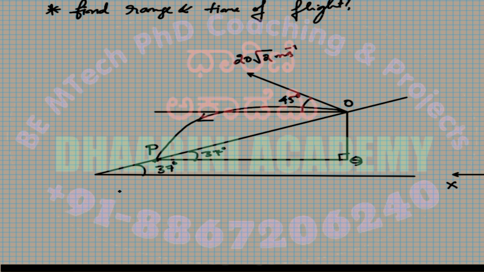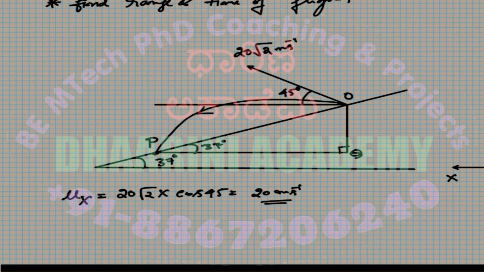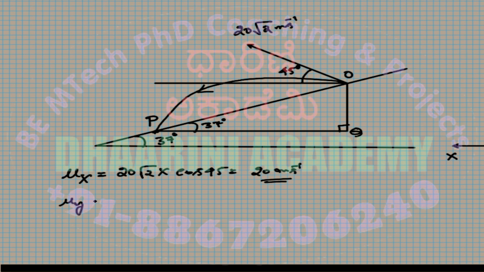Okay, so let's write the ux like always. So ux is equal to u, that is 20 root 2 into cos 45. So cos 45 is 1 by root 2, so that gives 20 meters per second as the answer. Similarly, I know now that uy is 20 root 2 into sine 45. That comes 20 meters per second.